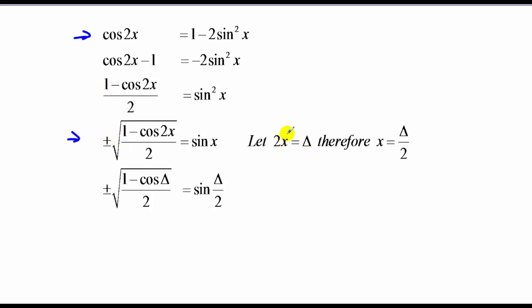Make the substitution of 2x is equal to delta. Therefore, x is equal to delta over 2. Make those substitutions into the problem. So instead of 2x, we now have delta. And instead of x, we now have delta over 2. And there's my half angle identity for sine. The sine of half of an angle is equal to plus or minus the square root of 1 minus the cosine of that angle over 2.